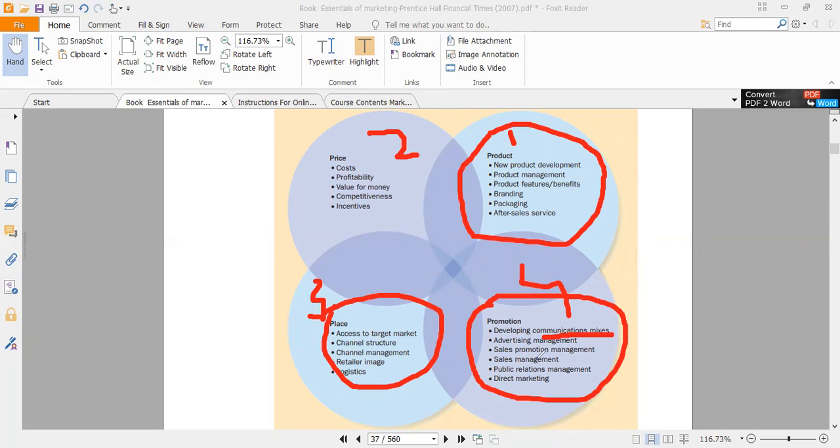Advertising management. Advertising is all we know very well. Advertising is everywhere. Advertising is on billboard. Advertising is on newspapers. Advertising is on YouTube. Advertising is mobile phone. Advertising on the television. So everywhere advertising is.